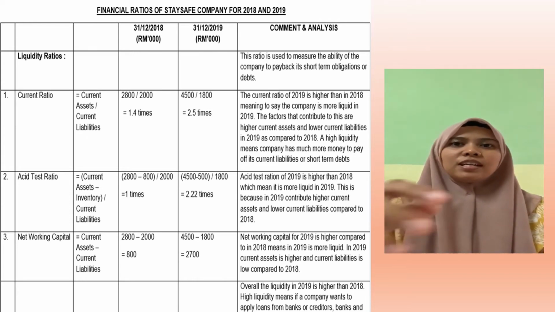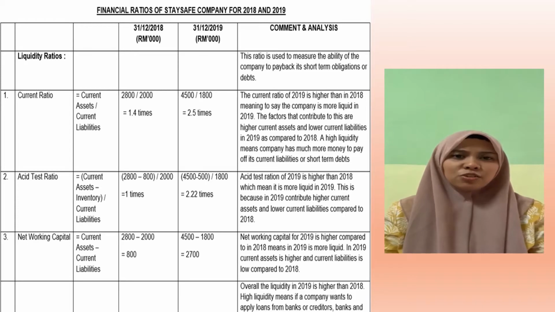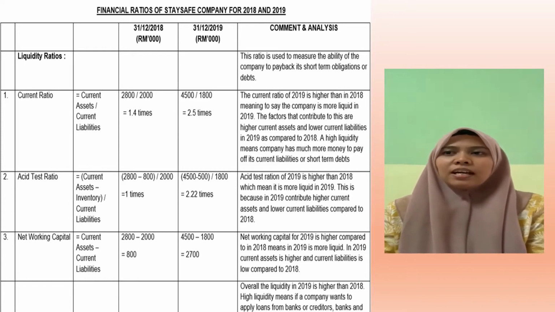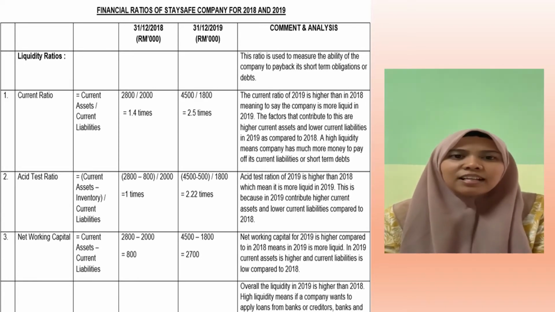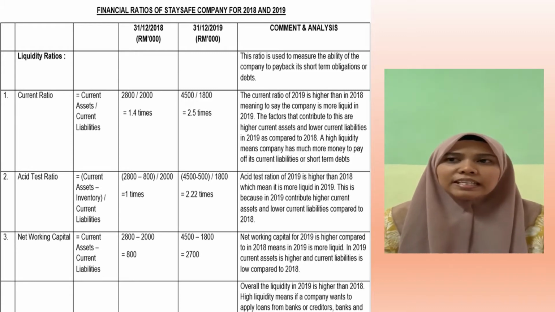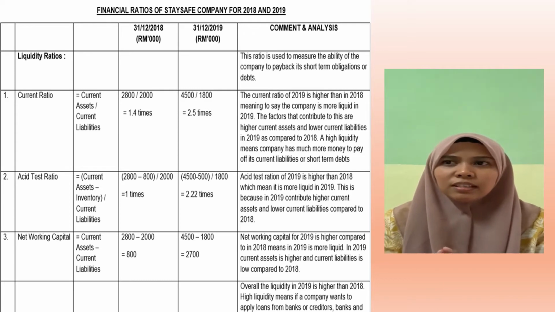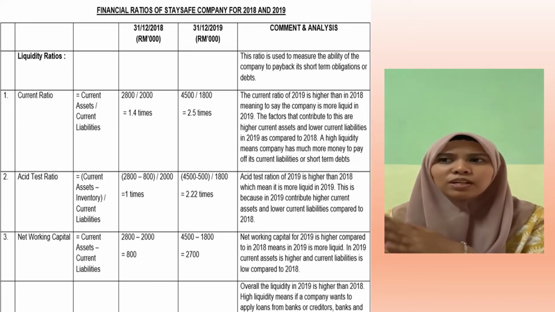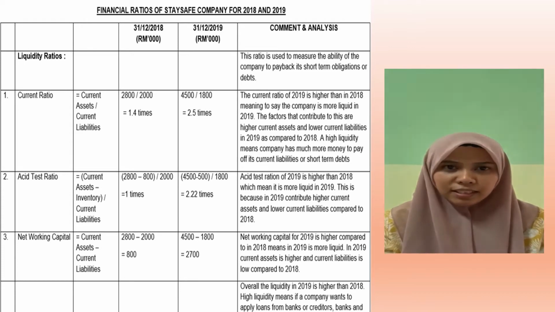Second ratio is acid test ratio. In 2018, the acid test ratio is 1 times compared to 2019, which is 2.22 times. In 2019, the acid test ratio is higher than 2018, which means it is more liquid in 2019, because in 2019 it contributes higher current assets and lower current liabilities compared to 2018.